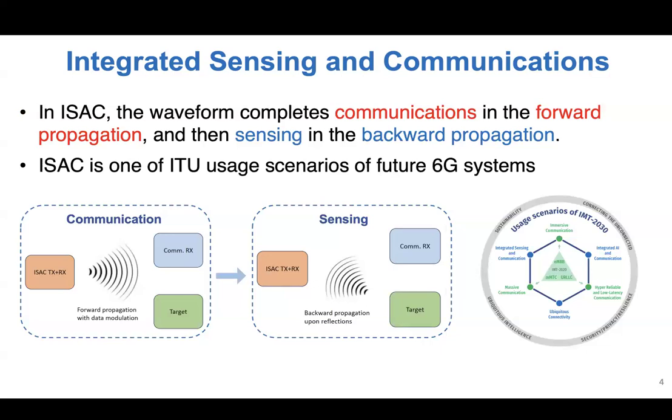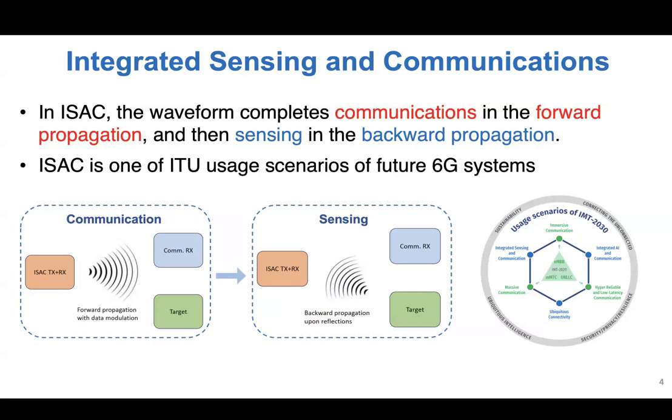So for ISAC, basically it tries to do communication on the forward side, and because the receiver will reflect the signal back, we can do this kind of sensing in the backward direction. And ISAC is one of the 6 ITU usage scenarios in the future 6G.